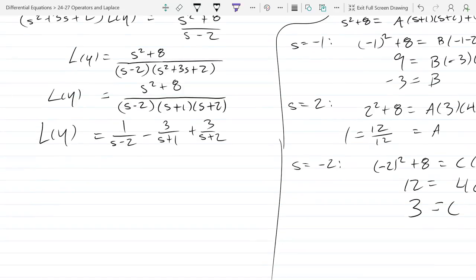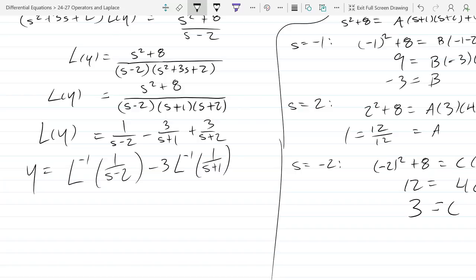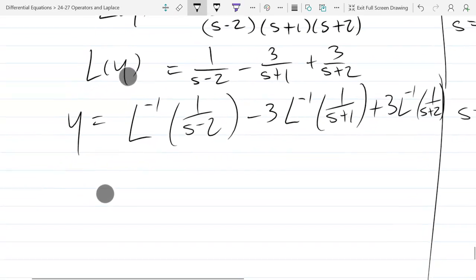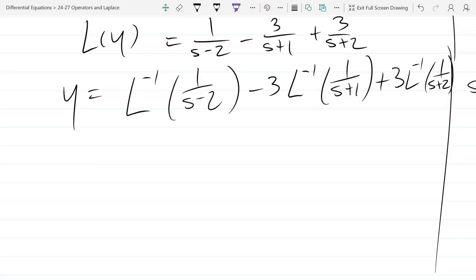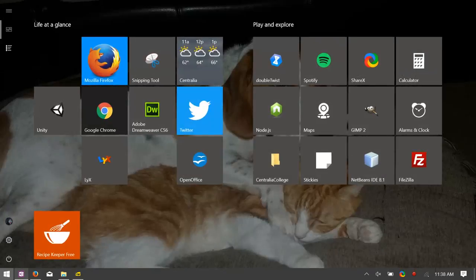So how do we solve for y? We take the L inverse. Yep, L inverse. And we're going to split it across the addition and subtraction at the same time, and we can bring the constant multiple out as well. Jump over to the table.